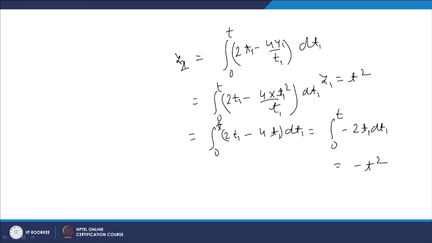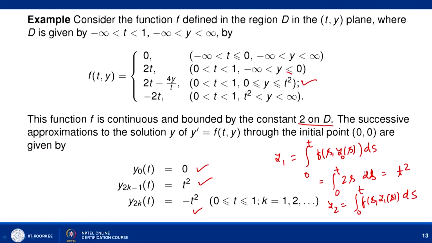Similarly you can calculate y3, y4 and so on, and we can observe that y naught t is 0, and all the odd approximations are given by t square, and the even ones by minus t square. So the approximate solution will not converge to any solution, and so we cannot apply theorem 1 to find the solution of this particular problem, but we can apply theorem 2 and the corollary to find that it has a solution, and not only that, it will have a unique solution.